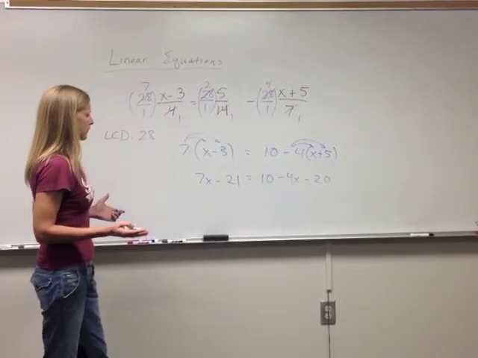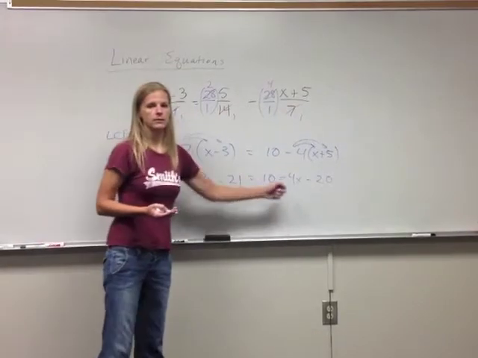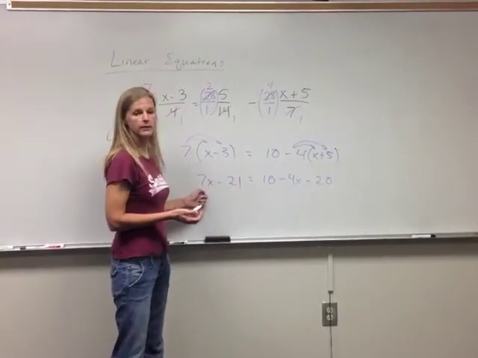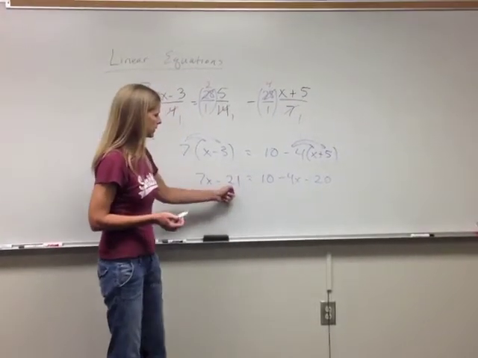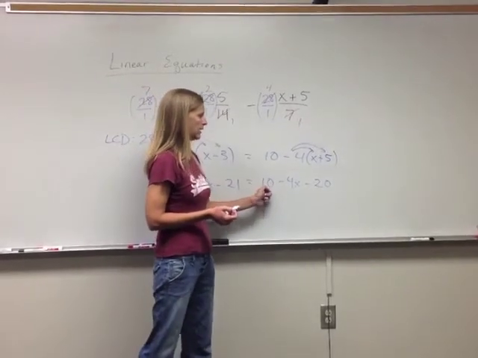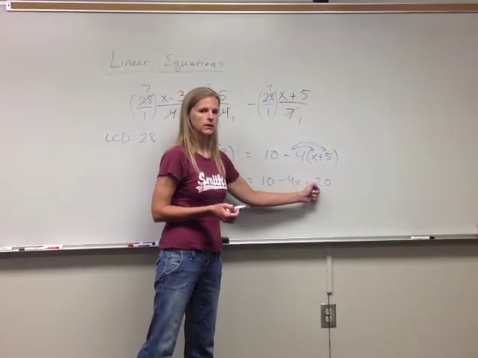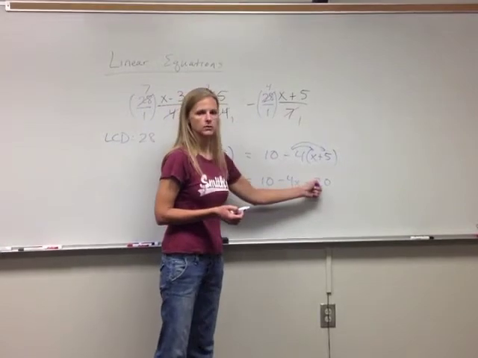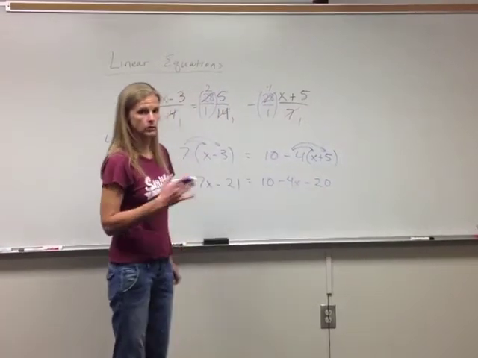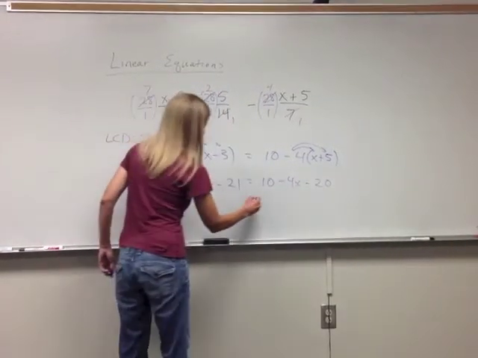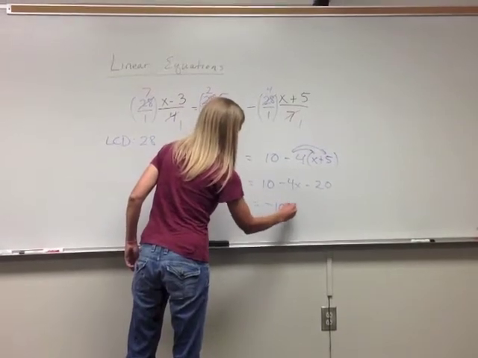And I ask myself, is there any side I can simplify? Well, I can't simplify this side. I have an x term and I have a constant. But over here I have a 10 and a minus 20. And what is 10 minus 20? It's like having $10 and you spend 20. So that means we're at minus 10.